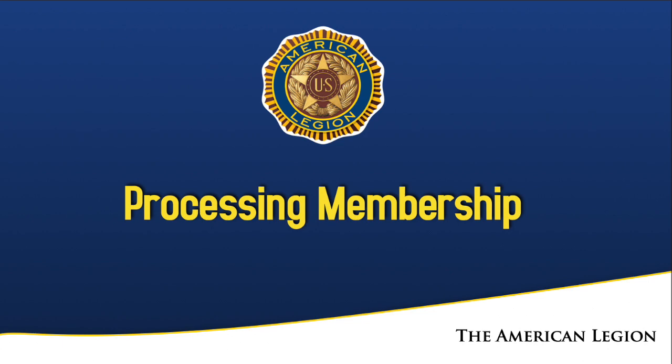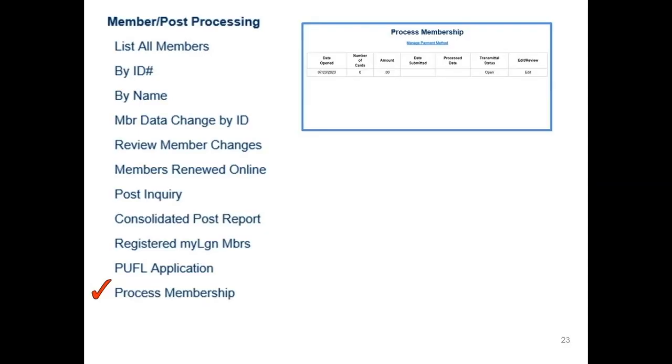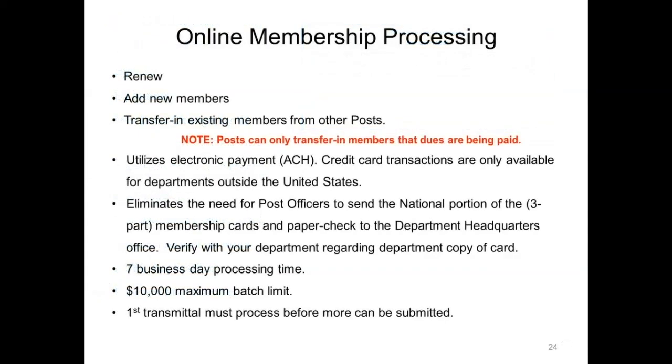We will now review how to process membership. To process membership electronically, click on Process Membership. This feature in MyLegion allows you to renew, add new members, and transfer in existing members. Posts can only transfer in members when dues are being paid.